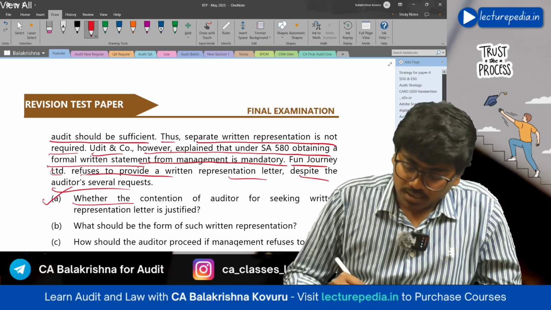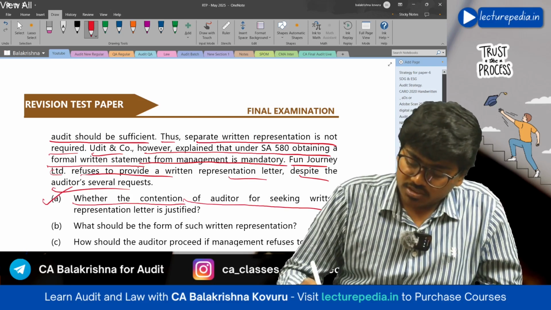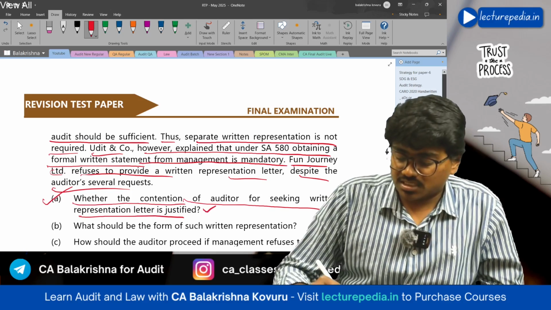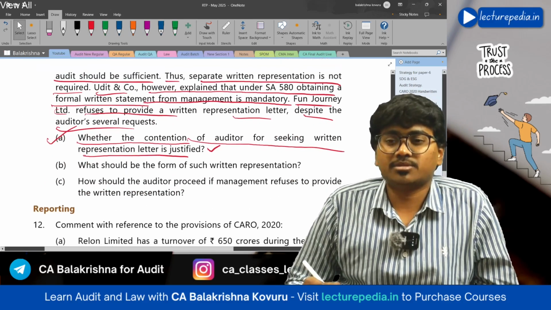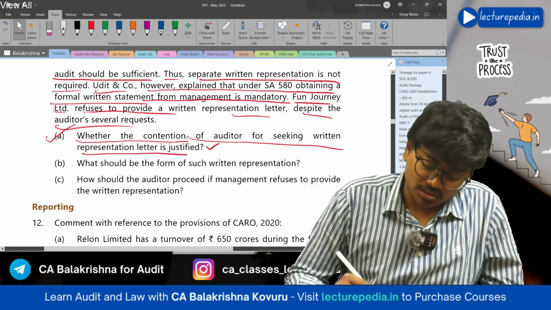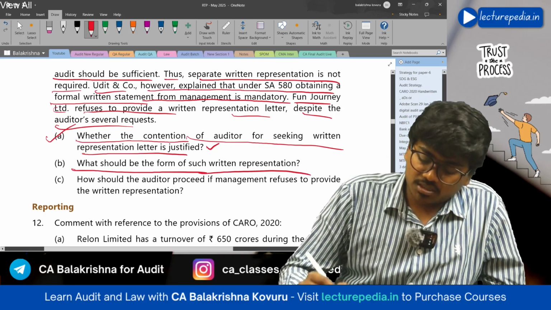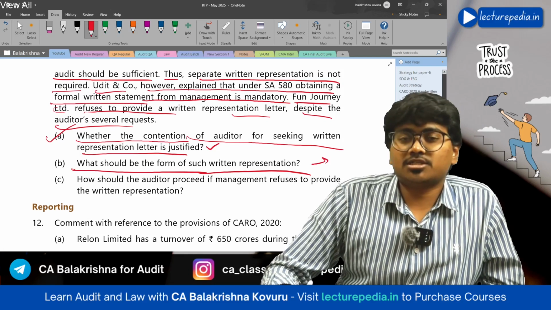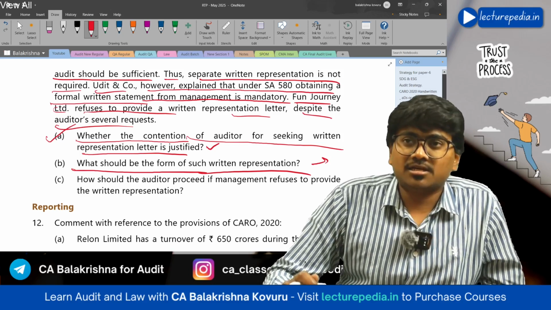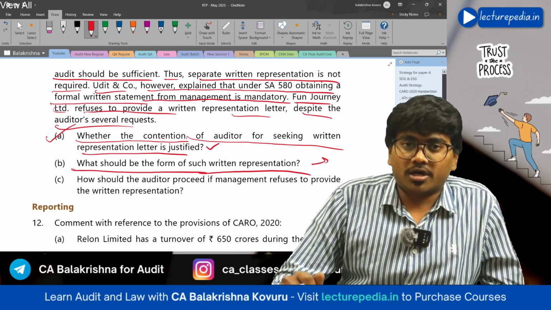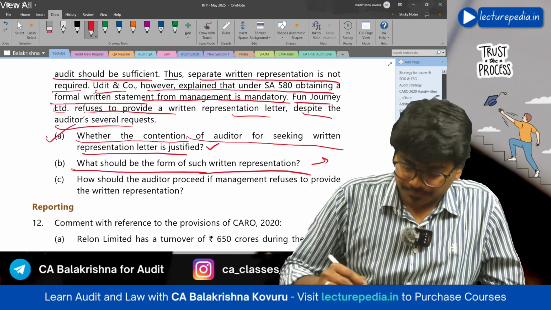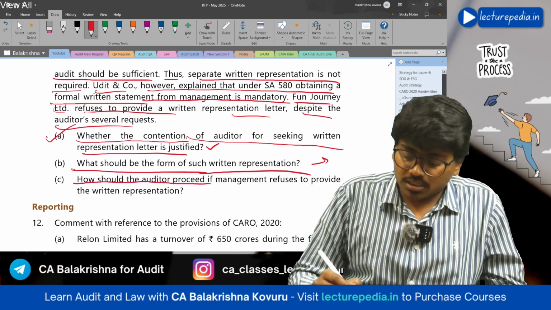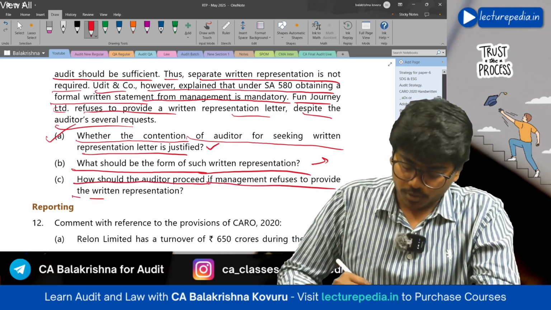Now, whether the contention of the auditor for seeking a written representation letter is justified? Yes, it is justified, because as per SA 580, written representation is mandatory. Next, what should be the form of such a written representation? This written representation should be given as a letter addressed to the auditor. Okay, a written letter addressed to the auditor. And how should the auditor proceed if management refuses to provide the written representation?